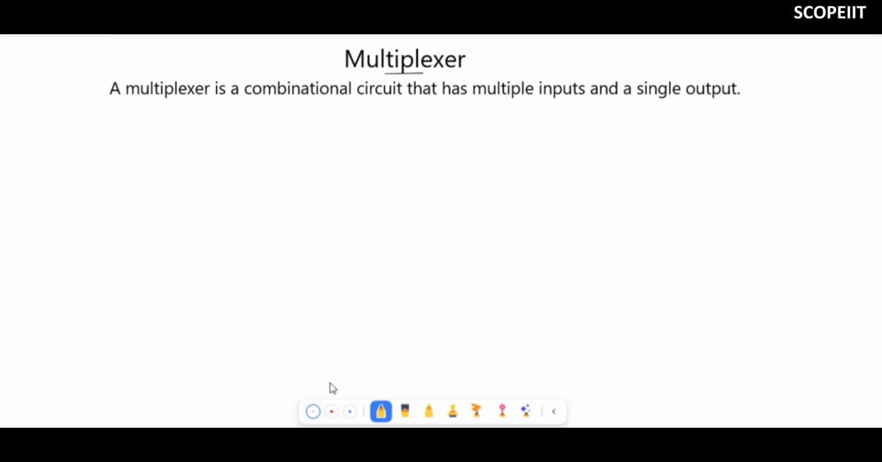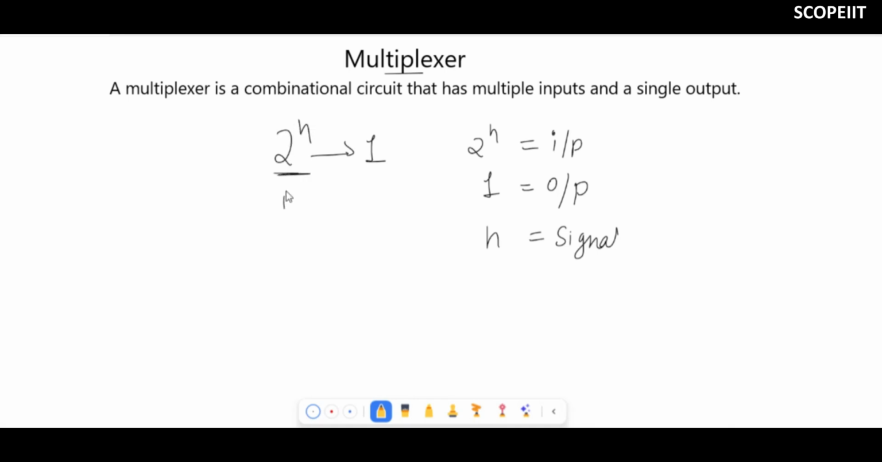Now, basically there is one equation for multiplexer, that is 2^n to 1. Here 2^n is nothing but the number of inputs, and 1 is nothing but the number of outputs. And what is n? n is nothing but the number of select signals. Please try to understand: 2^n is basically your input, and 1 is basically your output.